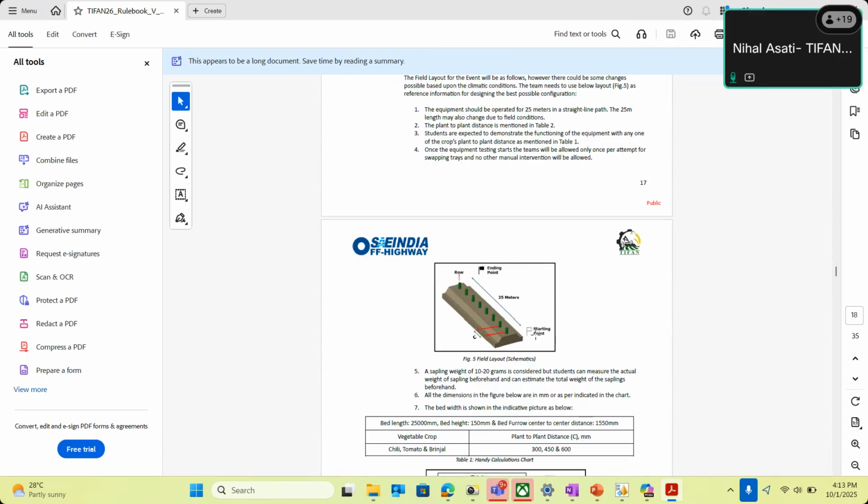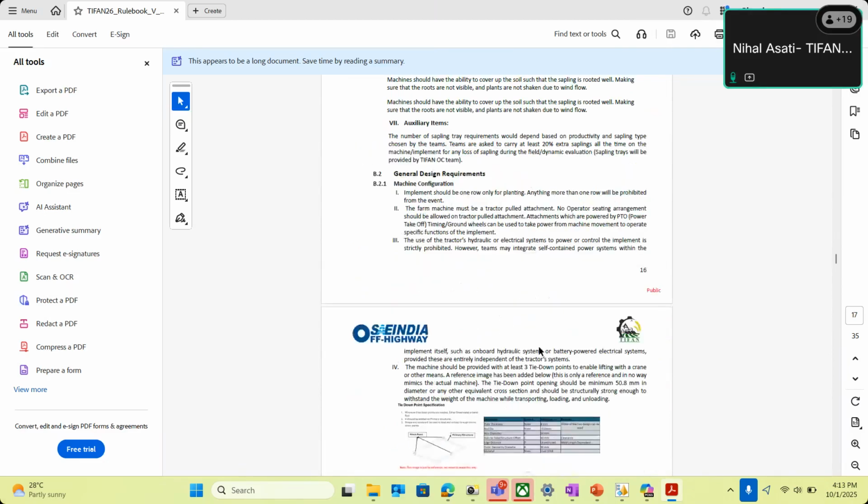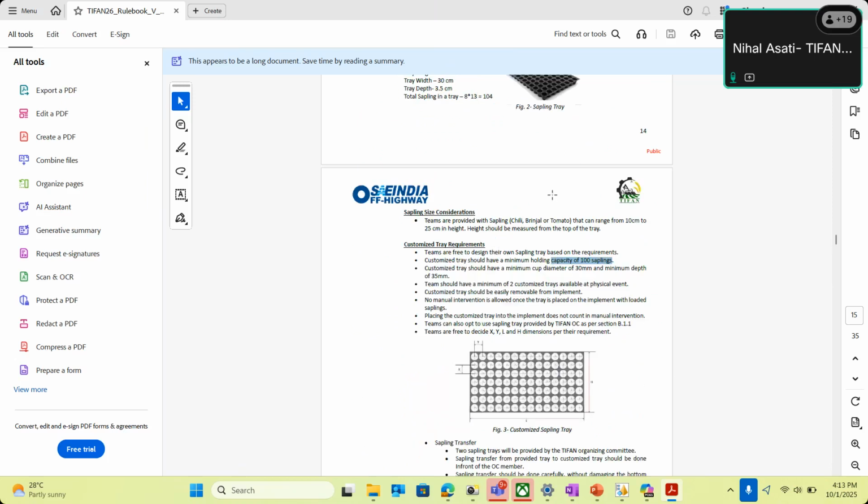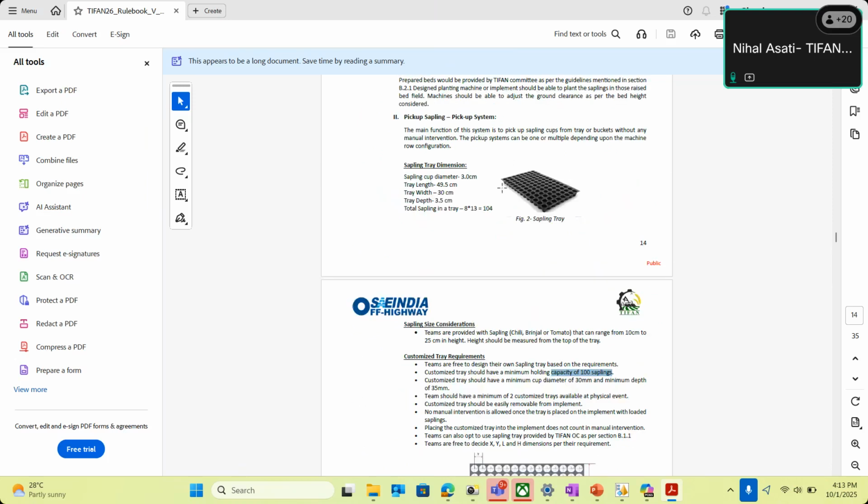So the customized tray, as I mentioned, should be a minimum of 100 cavities. And the size of the cup as well as the depth of that cup should be as per the rule book which is mentioned. And why is this important? This is important because we will give a standard tray which is mentioned here, this 104 cavity tray, which has this diameter and this depth. So the same needs to be there in the customized tray, so that when we provide you this tray, you can directly transfer these saplings into the customized tray which you have.